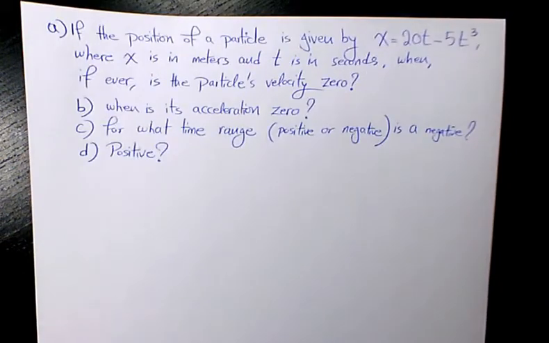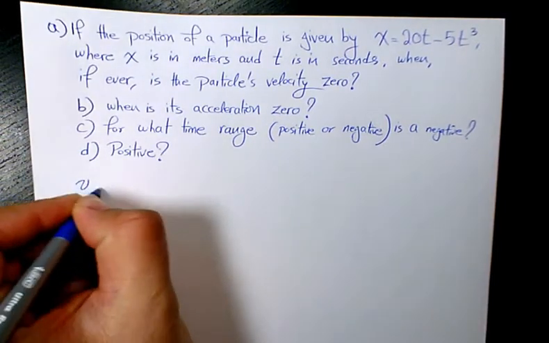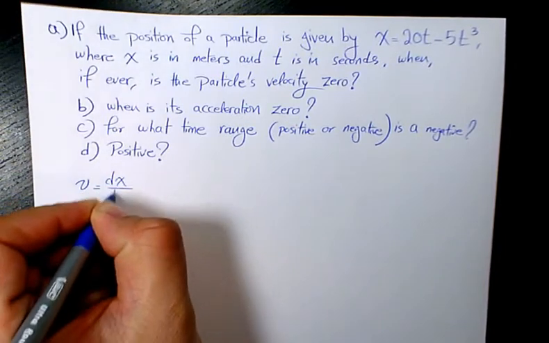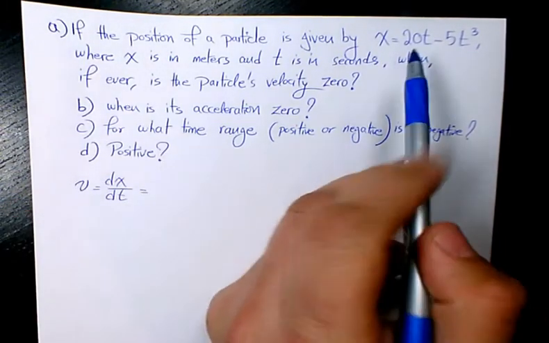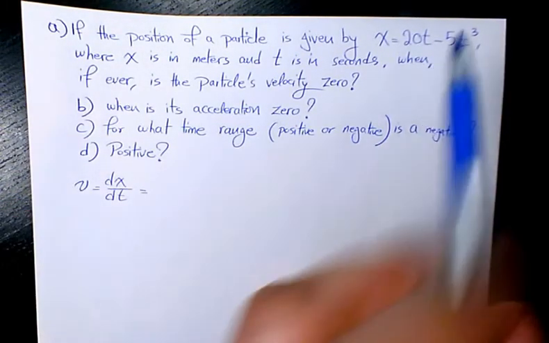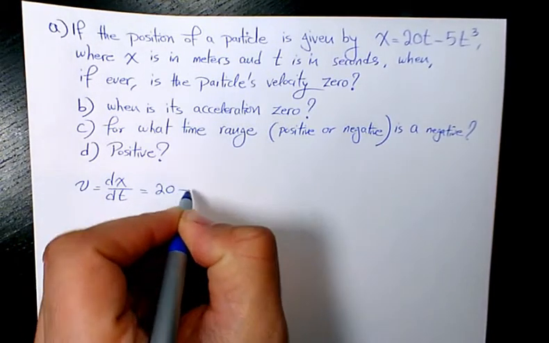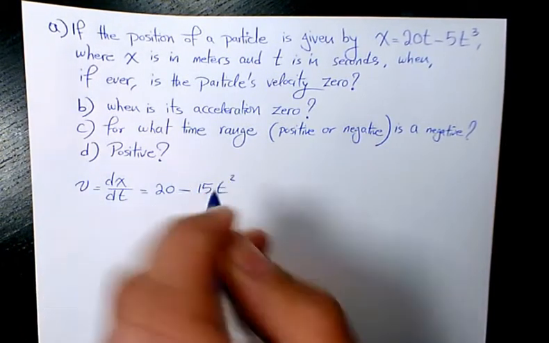In this example, it says if the position of a particle is given by x equals 20t minus 5t cubed, where x is in meters and t is in seconds, when, if ever, is the particle's velocity 0? So we know velocity is the first derivative of x with respect to t. When we take the derivative of this one, it's going to be 20 minus 15t squared.